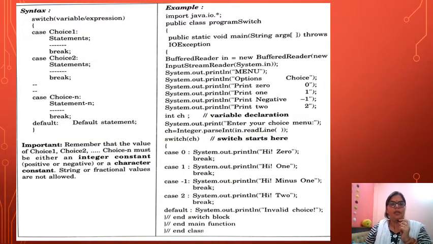Now see here the example. We write switch, which is a keyword. We write here a variable or expression, and here case choice 1, case choice 2, then break. See, all the cases have break, and then at the last is the default statement. Important, remember that the value of choice 1, choice 2 and so on must be either an integer constant or a character constant. String and fractional values are not allowed here.